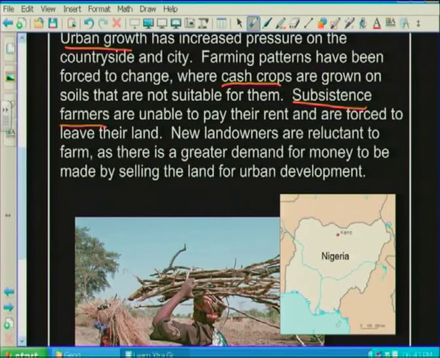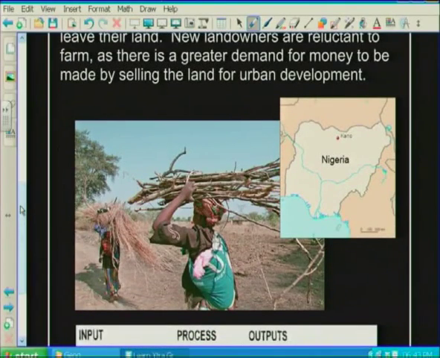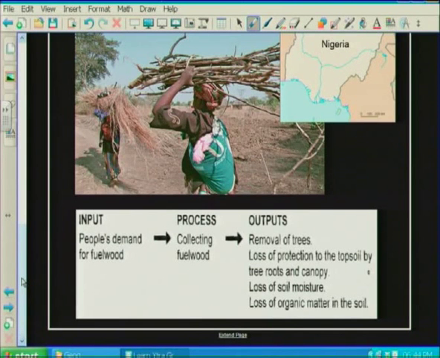New landowners are reluctant to farm as there is a greater demand for money to be made by selling of the land for urban development. So here's a map of Nigeria, and there's the city of Kano that we're talking about. Here's a photograph of people collecting this firewood that they were speaking about in the preamble. And there's a little bit of a flow chart over here where they're talking about inputs.